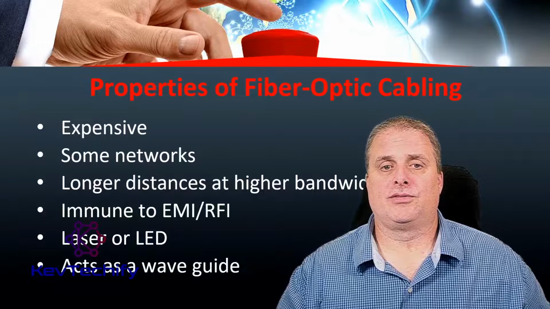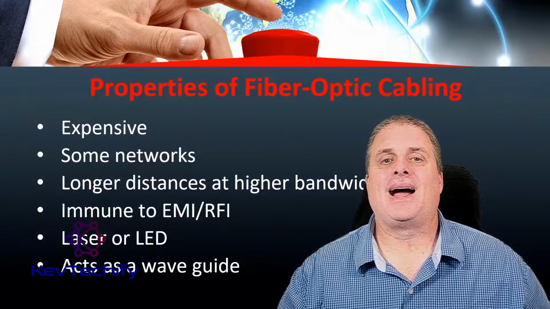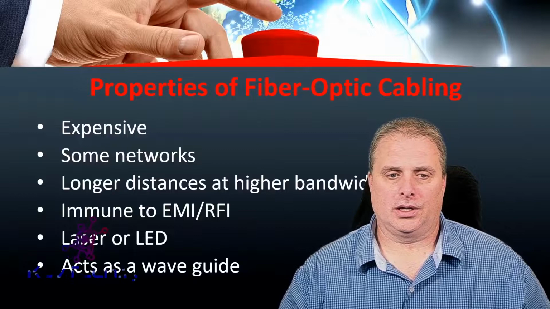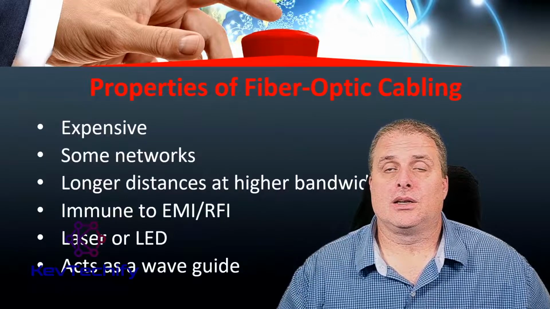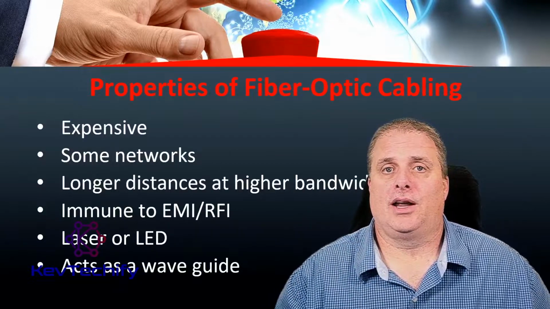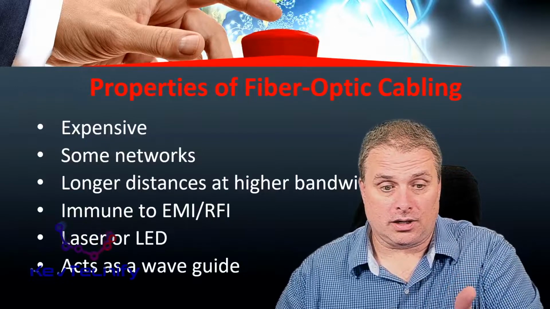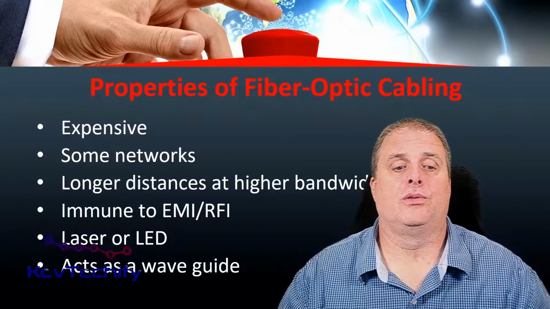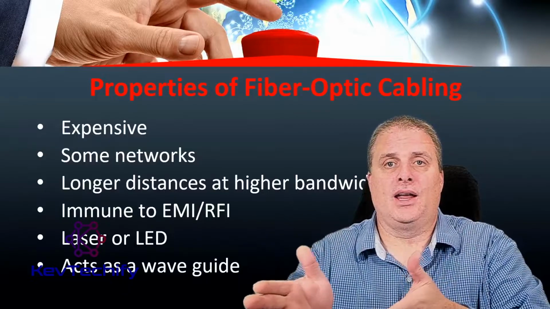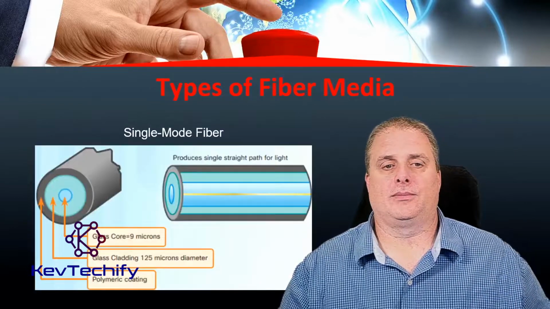We have fiber optics that go over longer distances. We're talking miles compared to a maximum of 300 feet when we're looking at copper. Fiber optic isn't susceptible to EMI or RFI. They don't get interference from that. They use a laser or an LED to make those light pulses that go through the fiber. And that fiber, with those light pulses, acts as a waveguide. And so fiber optic can bend and the light pulses will follow through with that.